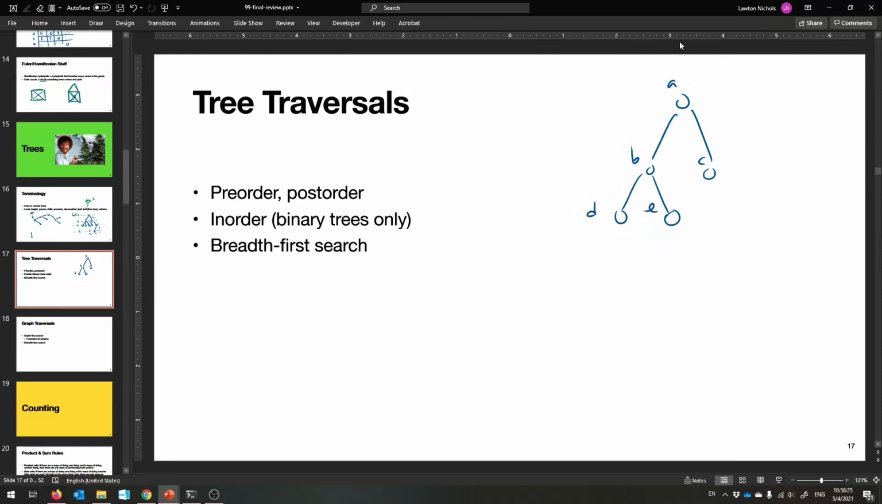Okay, so pre-order and post-order, remember what these do. Pre-order is a recursive algorithm, same for post. The pre and post part means when it visits the root. Pre means root first. Root, then children. Post means children, then root. And you visit the children from left to right.